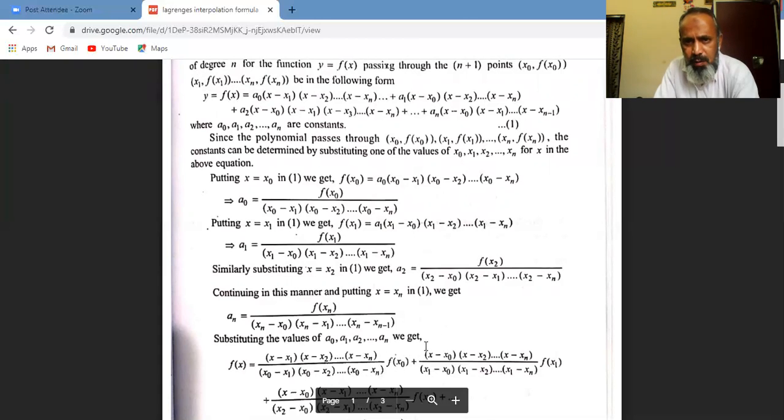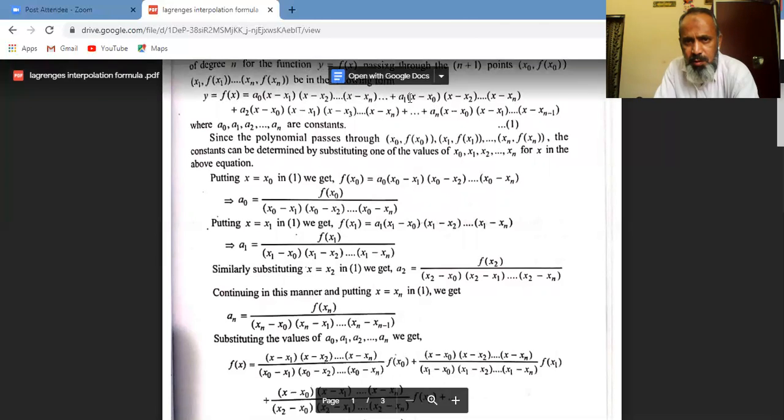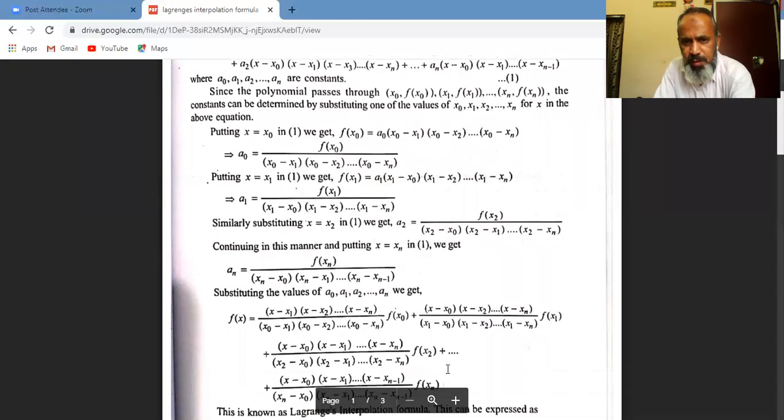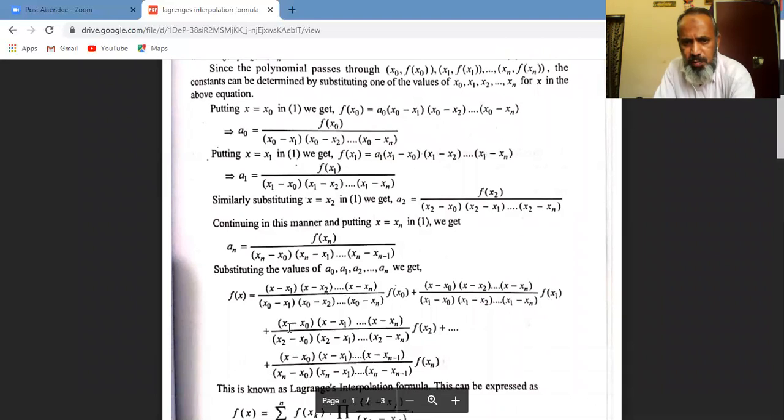Similarly, in the second term, (x minus x naught)(x minus x2), the numerator factors are as they are. Now we are substituting the value of a1. a1 is f of x1 divided by (x1 minus x naught)(x1 minus x2) up to (x1 minus xn). Similarly, we have to substitute the value of a2.